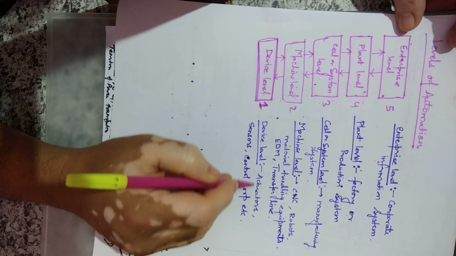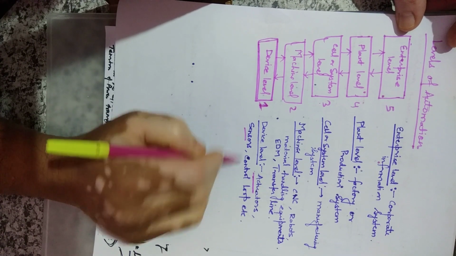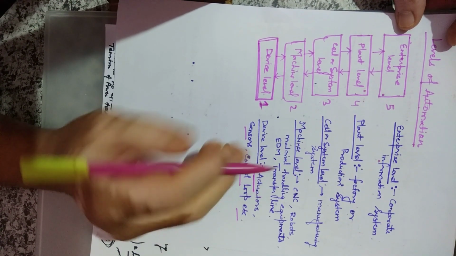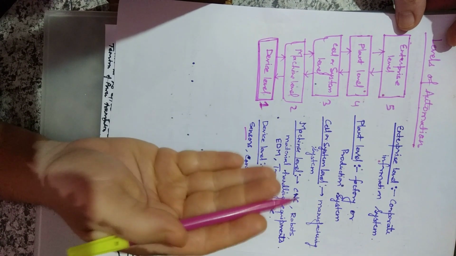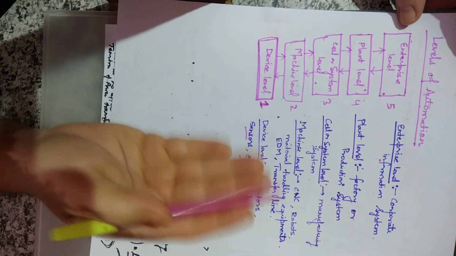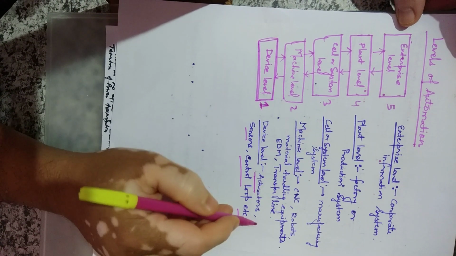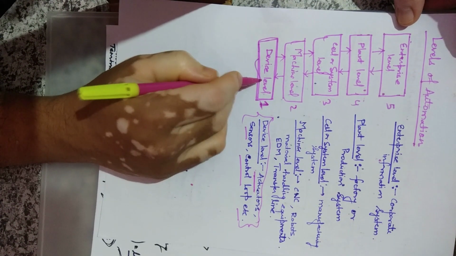The device level consists of actuators, sensors, control loops, etc. The very basic devices are sensors, control loops, actuators, the servo motor system, the wiring system, or the PLC system. So when we study these different device level systems, it comes under device level.